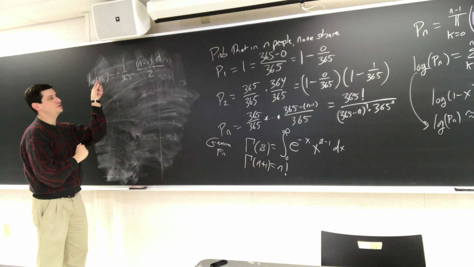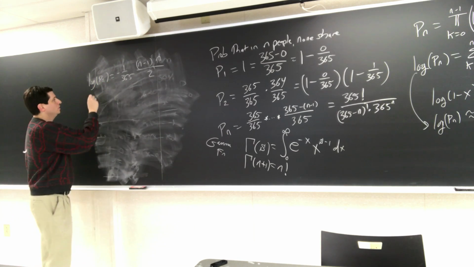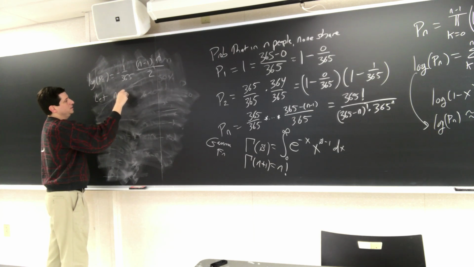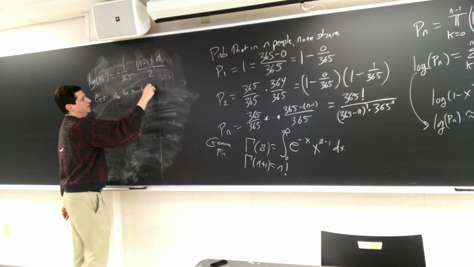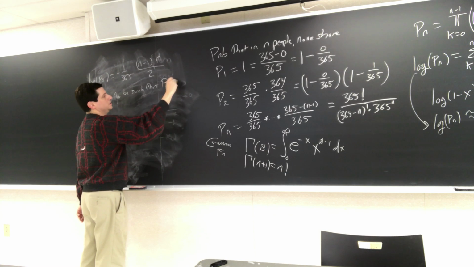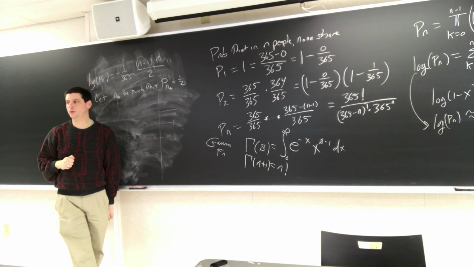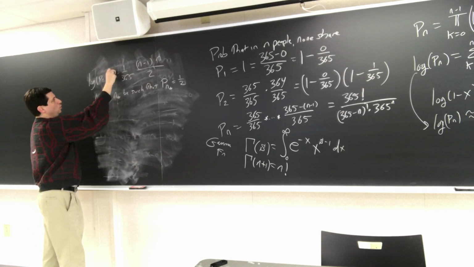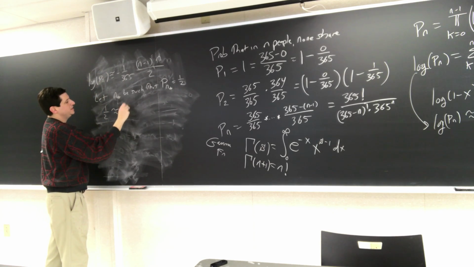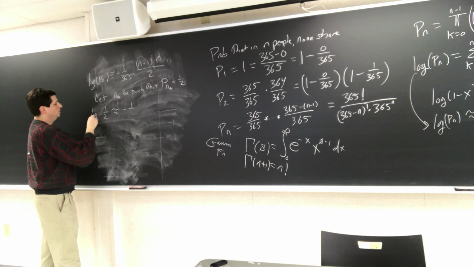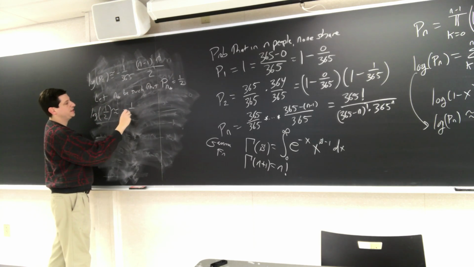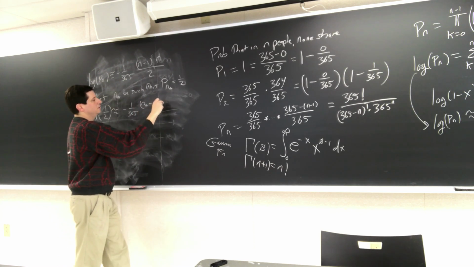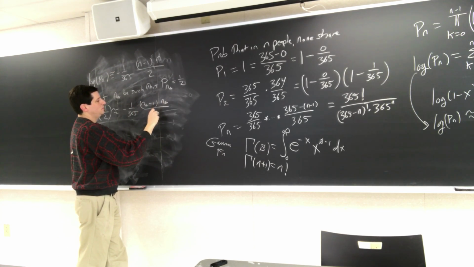And we want to choose n so that this Pn equals 1/2. Let n star be such that Pn star, that's going to be the critical value we want. So at that special point, we would basically have the log of 1/2 is approximately negative 1 over 365 times n star minus 1 times n star over 2.